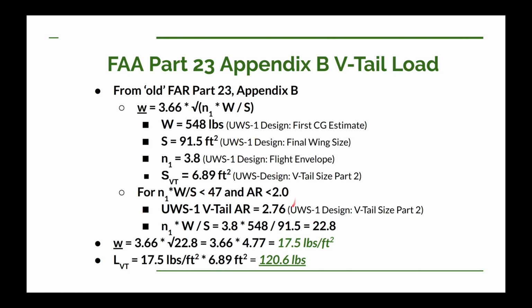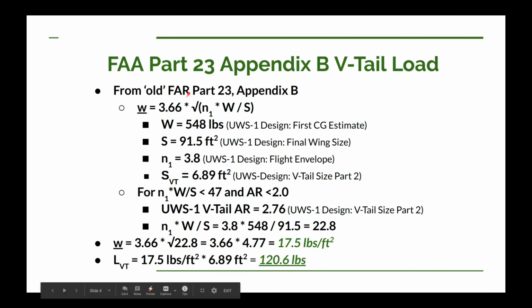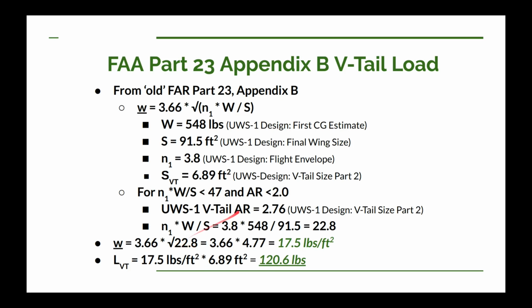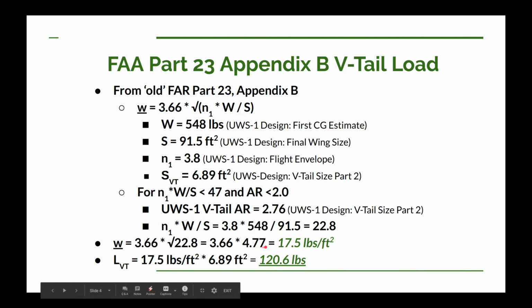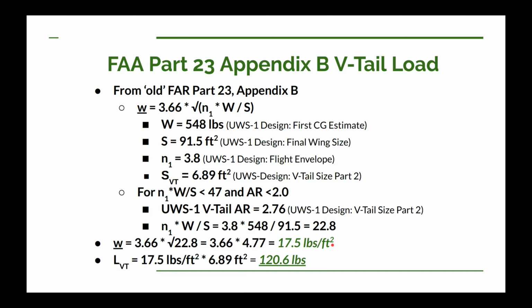So if everything else was good, we would go ahead and use this equation. If we plug in all of our numbers here, the 3.66 coefficient in front, the 22.8, which is this inside value in this equation, we multiply that all together and we get 17.5 pounds per square foot. So that's the load on the vertical tail using the FAA Part 23 Appendix B method.